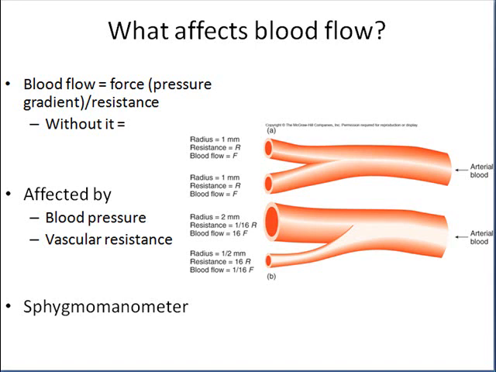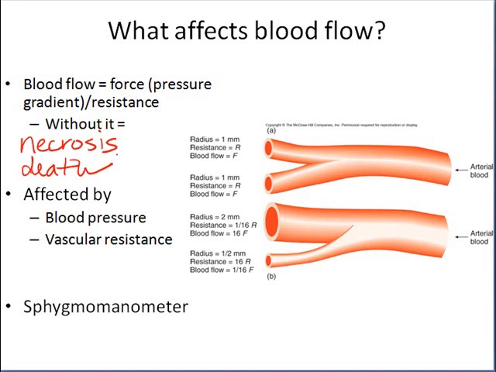Now, obviously, blood flow is really important because without blood flow to tissues, those tissues can end up dying, which is a process called necrosis. And if enough areas of the body go without blood flow, you can actually end up with death of the organism. So blood flow is principally very important.